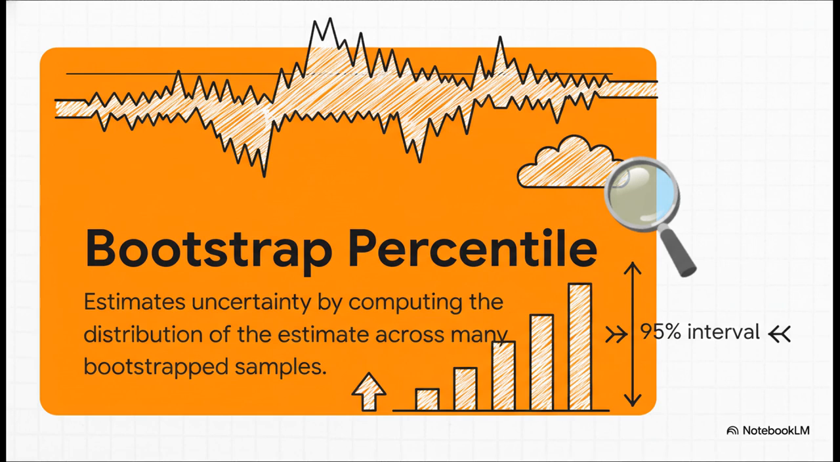This method is pretty straightforward. It just lines them all up, from least sweet to most sweet, and then it lops off the bottom 2.5% and the top 2.5%. What's left in the middle, that 95% chunk, is our range. It gives us a direct look at the most likely outcomes.